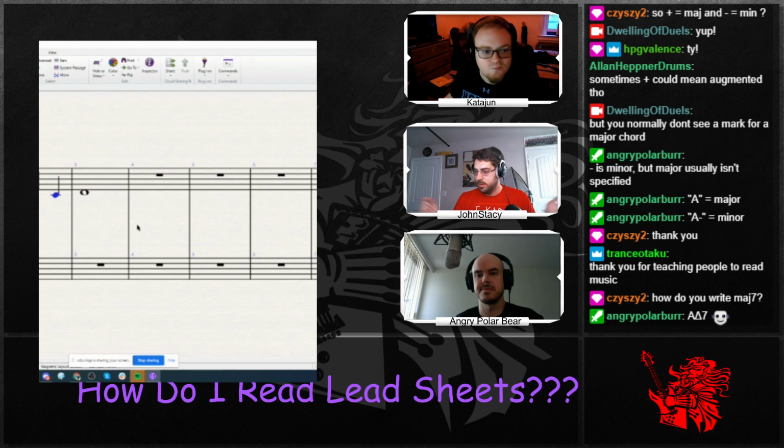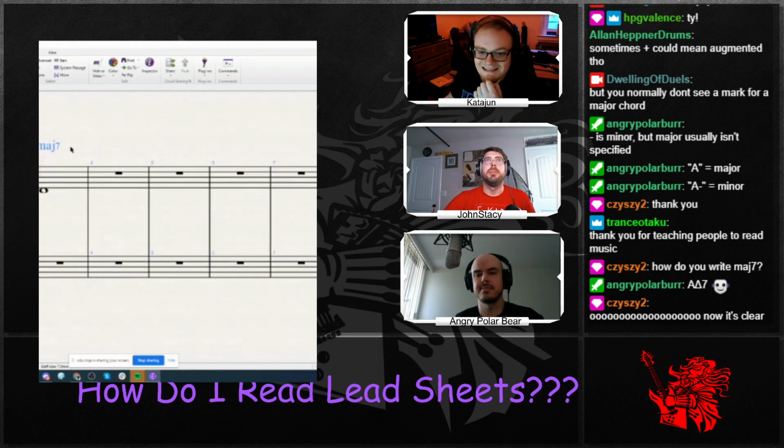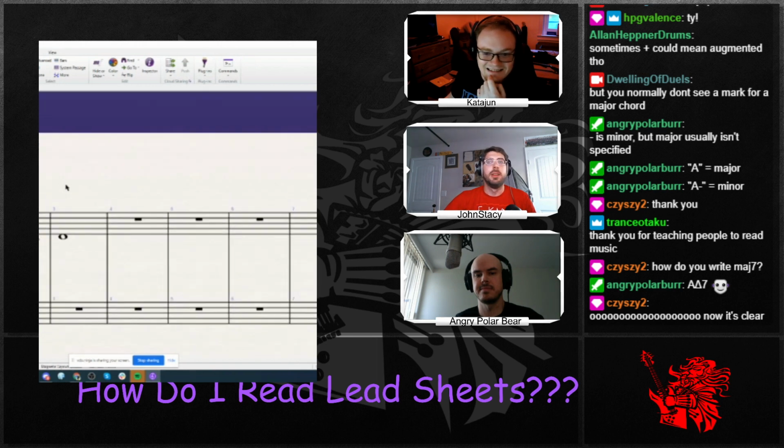There's a question in the chat about major 7. On lead sheets, the typical way is that you would have a triangle, so it'd be D triangle. Sibelius actually changes it to MAJ7 because that's my default, but it's like a delta symbol. I don't have it handy, but it would basically just be a triangle. So I think that should be all the common chord types that we're going to run into.